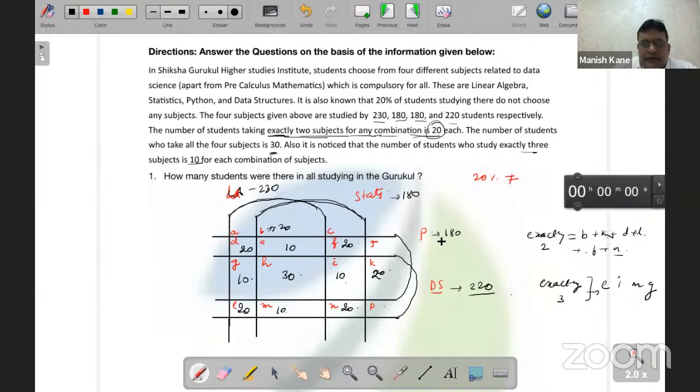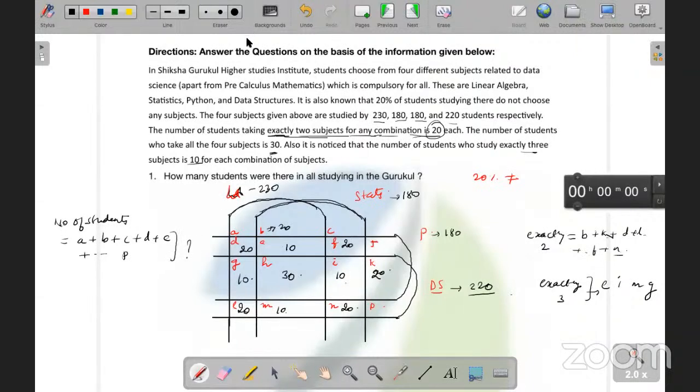And nothing else is given. You are only told how many students are studying in Gurukul. Now, will the number of students studying in Gurukul be a sum of A plus B plus C plus D plus E and so on till P?